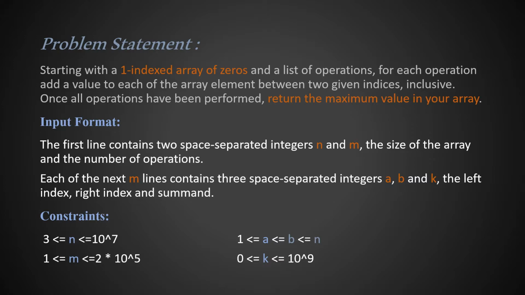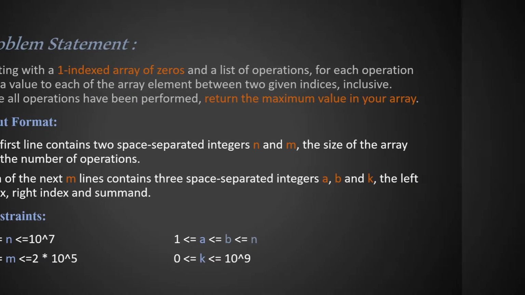The input format is pretty simple. We have the size of the array, the number of operations to perform, and the description of each operation. The constraints are large, which means the problem has some surprise to it because we cannot loop through the array for each operation. Let's look at an example.